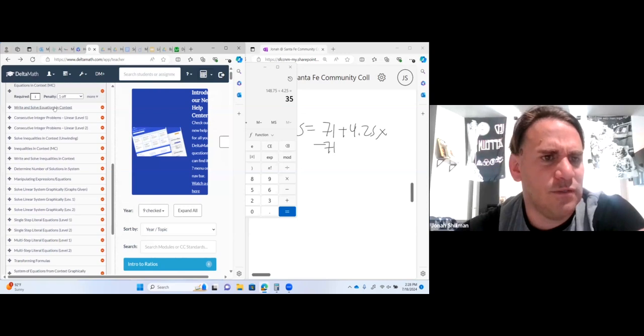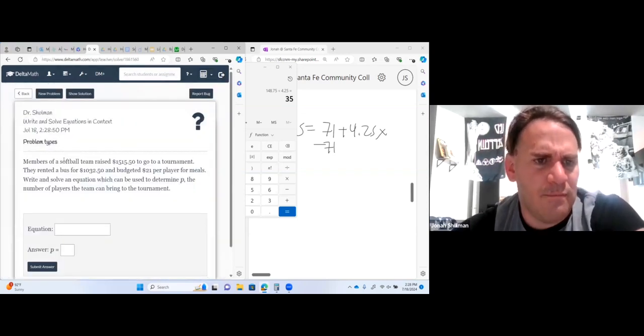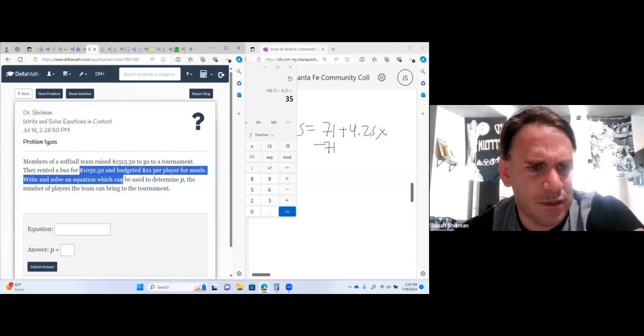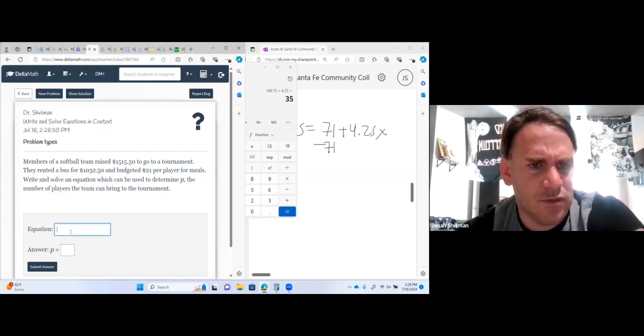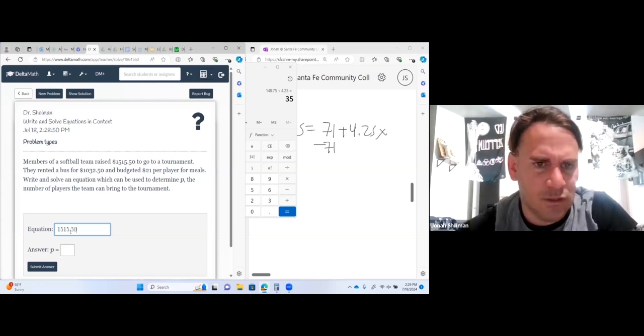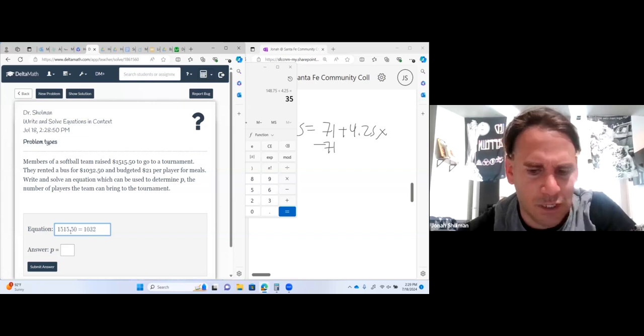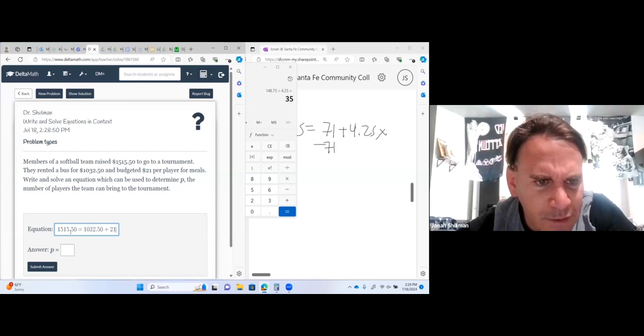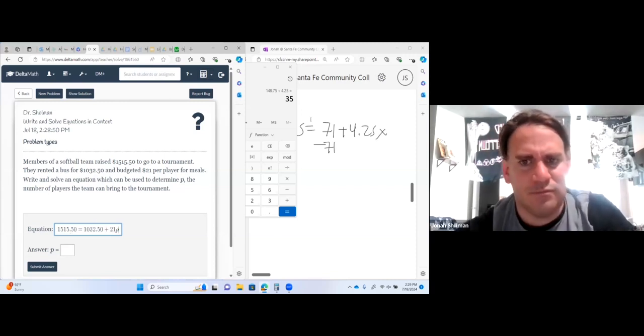All right, let's write and solve some equations in context. Members of a softball team raised $1,515.50 to go to a tournament. They rented a bus and budgeted $21 per player for meals. Write and solve an equation. Okay, so they raised 1,515.50, which equals whatever they rented the bus for, 1,032.50, plus whatever it is, 21 times the number of players for meals. Yeah, there we go. There's the equation.